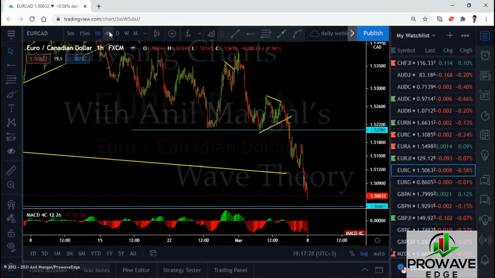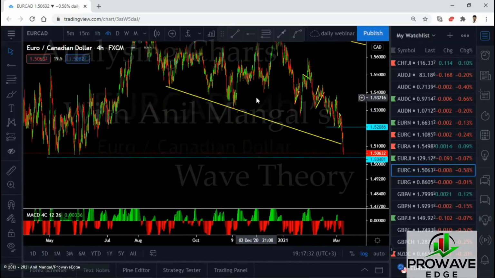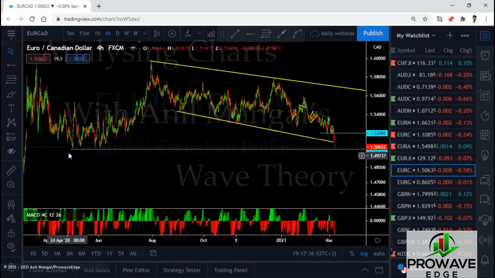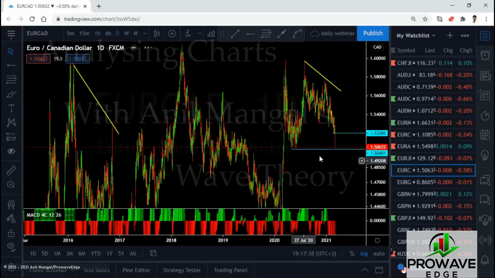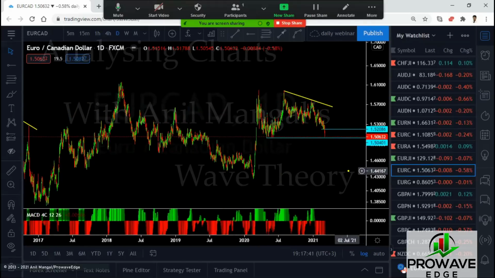EuroCAD is making lower lows. We were expecting this to go up. It broke the low. It's going down. I thought when they break the low, they're going to turn, but it looks like we're going to break this low as well. I'm not looking to sell it there, although there was a sell setup, right? I'm not looking to sell it there because they could break this low and turn.